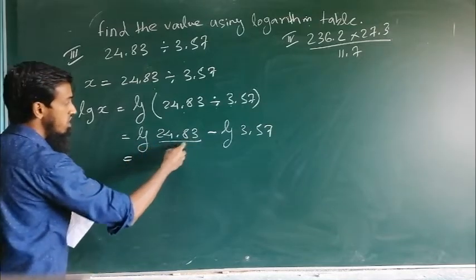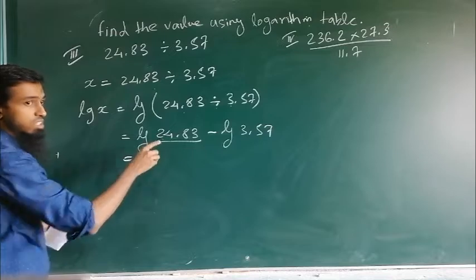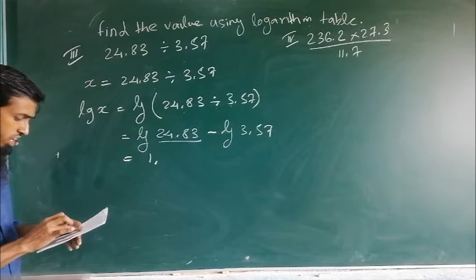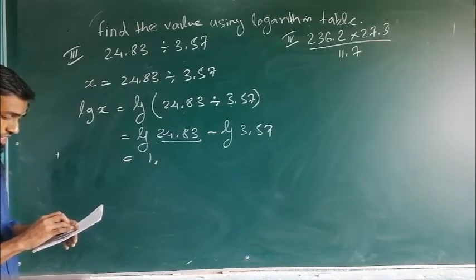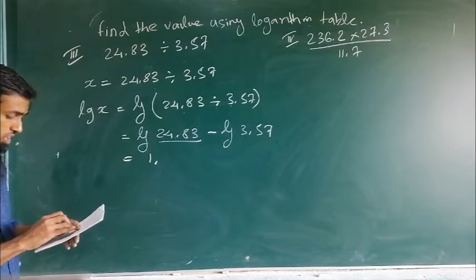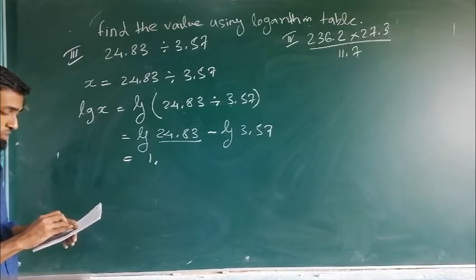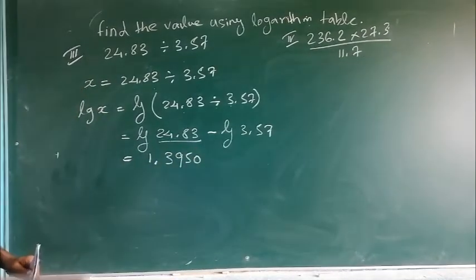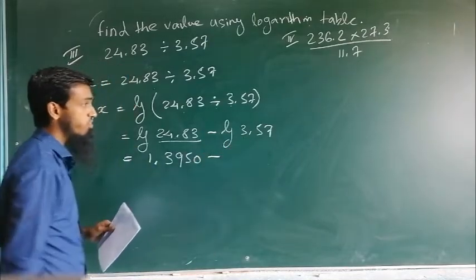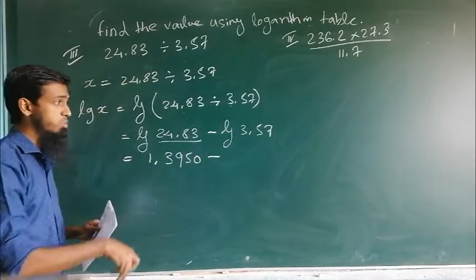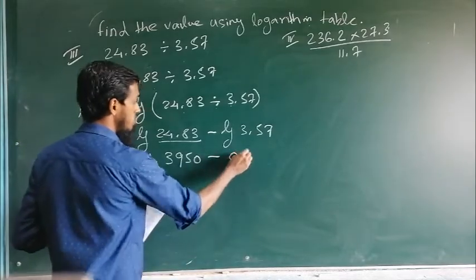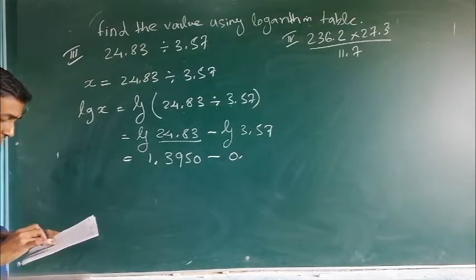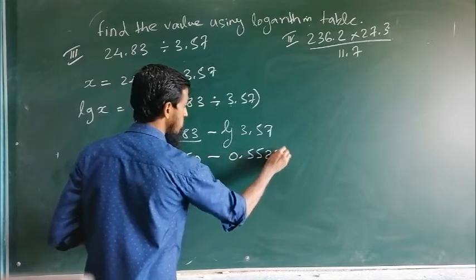So 24.83: 24 has two digits, subtract 1, so 1 point. For 24.8 the value is 3945, and in the third column you have 5. 3945 plus 5 is 3950. So 1.3950. The next number is 3.57. Before the decimal you have one digit, so subtract 1, so 0. So 0.357: 35th row, 7th column, you have 5527. So 0.5527.